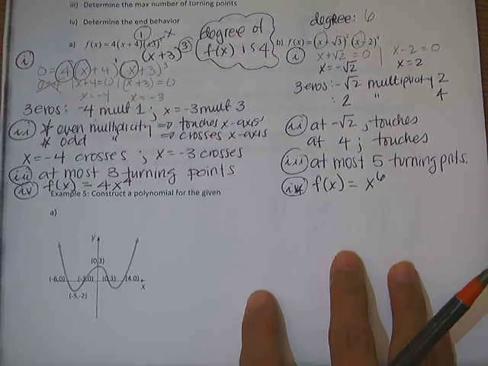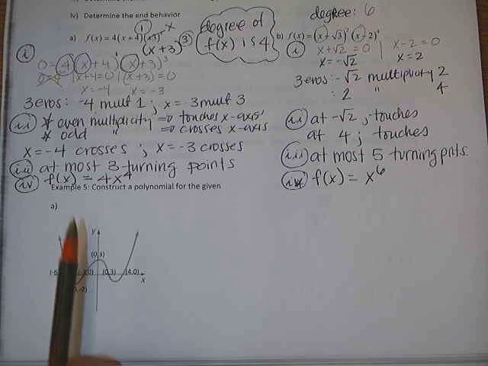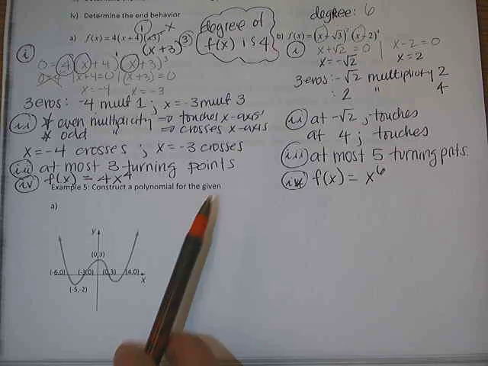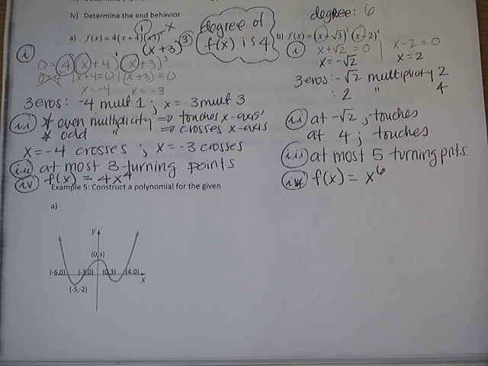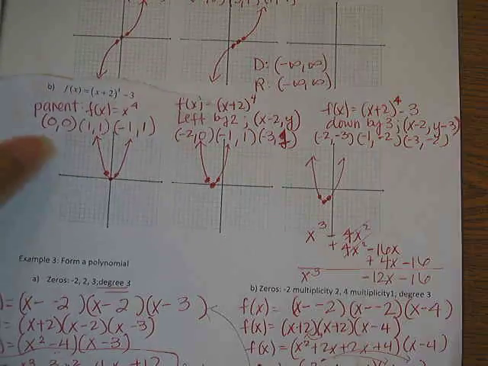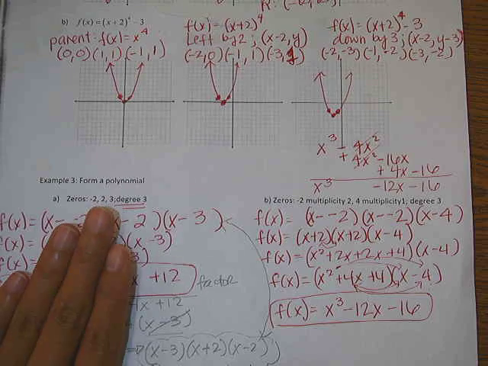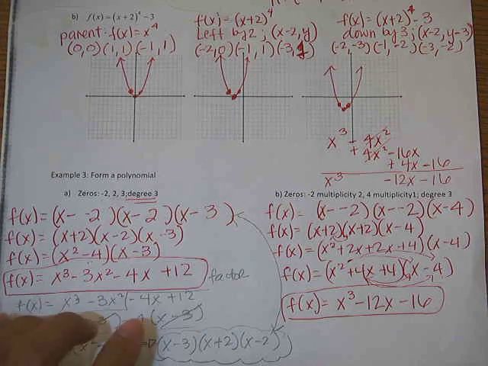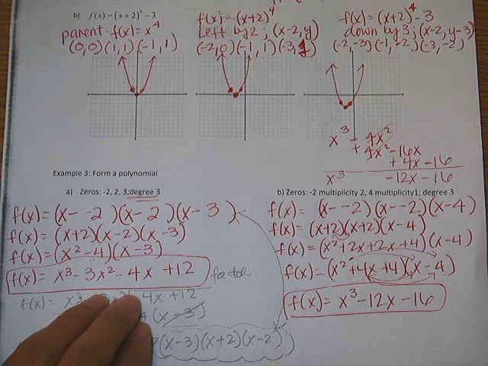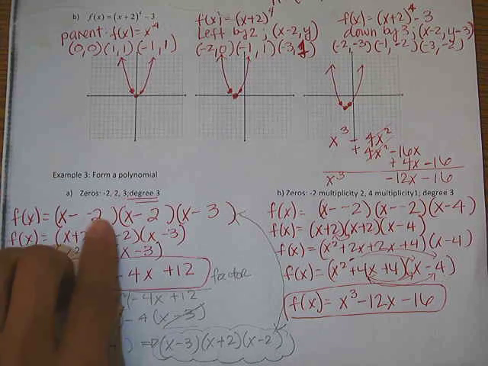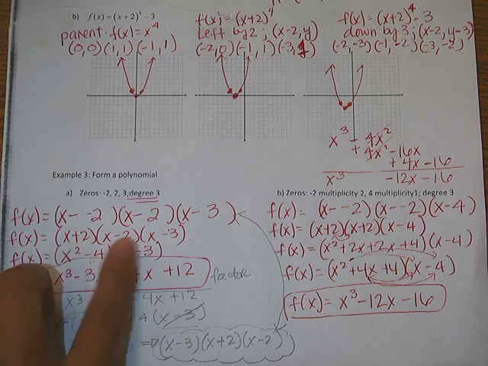Now we're moving on to example 5. Construct a polynomial for the given. Well, this one is kind of the same thing. Let me flip back to this example. Construct a polynomial is exactly the same thing. I'm asking you to write an equation of a polynomial. That's all I'm asking. Over here, though, you were given the zeros. So you just have to put them together and then FOIL it out.